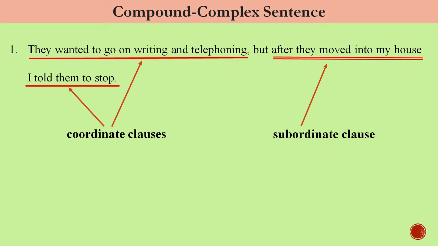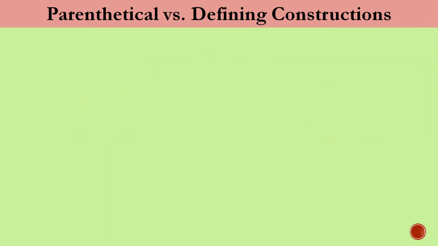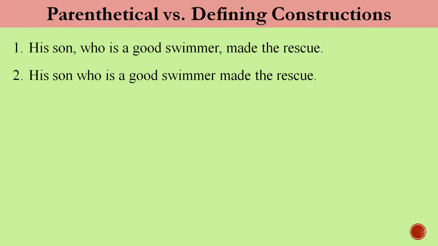So these are the four types of structures in English grammar. To move further, let's see the difference between parenthetical and defining constructions within phrases or clauses. Have a look at these two sentences. Both look the same. Yes, they are almost the same. Only the difference is the presence or absence of these two commas here. Whatever comes between these two commas, who is a good swimmer, is an addition. This is an additional clause, a subordinate clause of course.